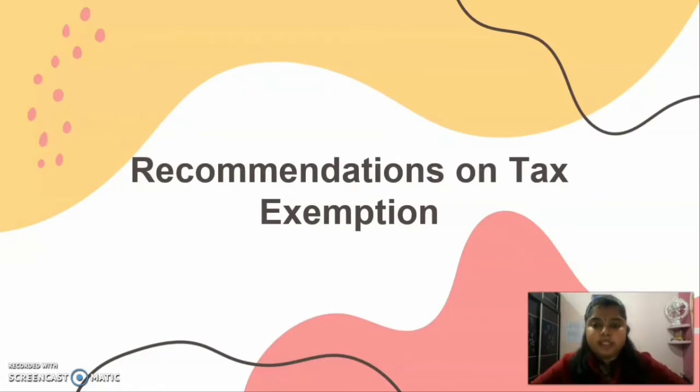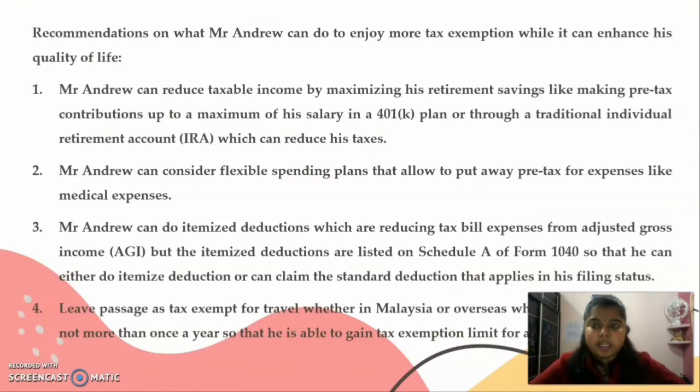Now I'm going to explain about the recommendation on tax exemption. Okay. Recommendation on what Mr. Andrew can do to enjoy more tax exemption while it can enhance his quality of life is: first, he can reduce taxable income by maximizing his retirement saving, like making pre-tax contribution up to a maximum of his salary in a 401k plan or through a traditional individual retirement account, which can reduce his taxes.